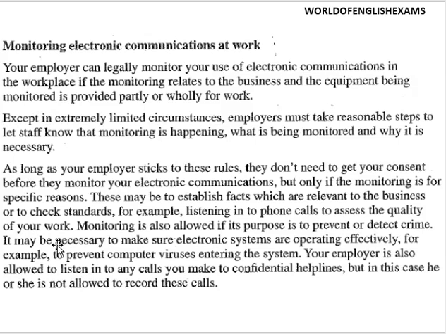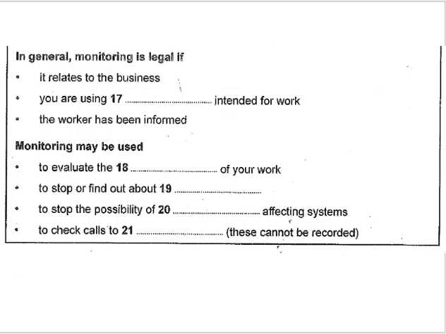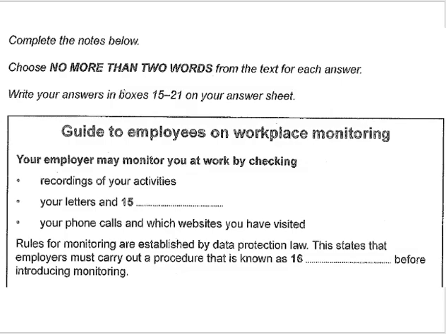Your employer is also allowed to listen to any calls you make to confidential helplines. But in this case, he or she is not allowed to record. So you are making a call to confidential helplines. So that is the answer. You can also write the answer as helplines, but the right answer is confidential helplines. You can write both the words because the instructions mention no more than 2 words.